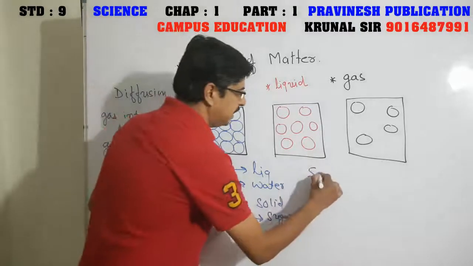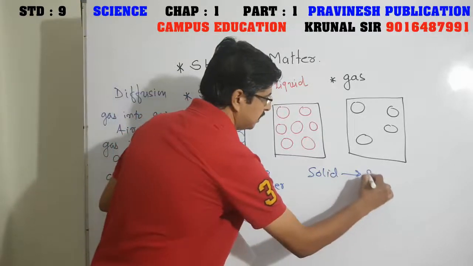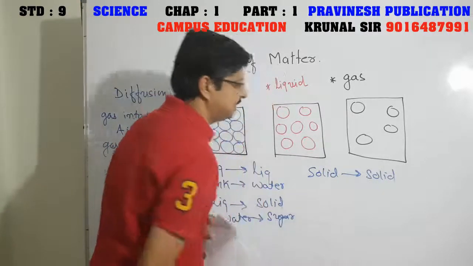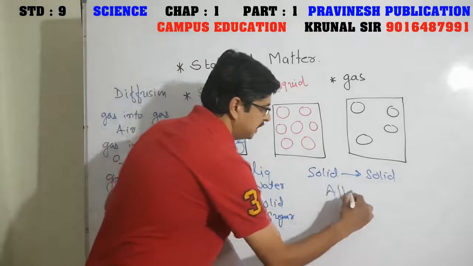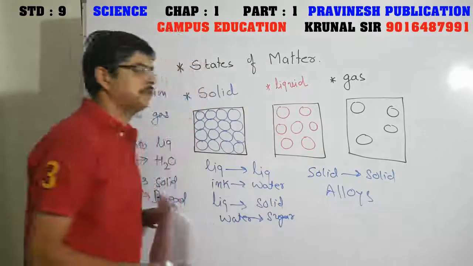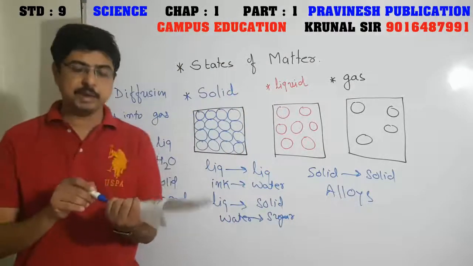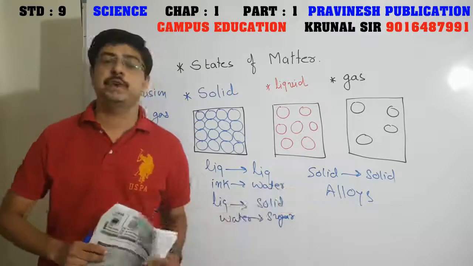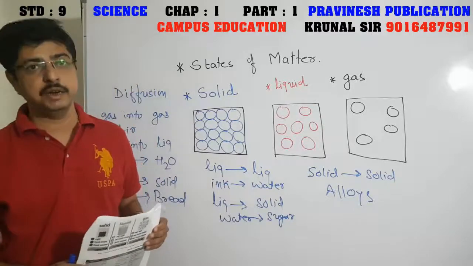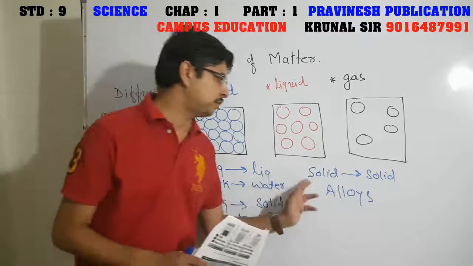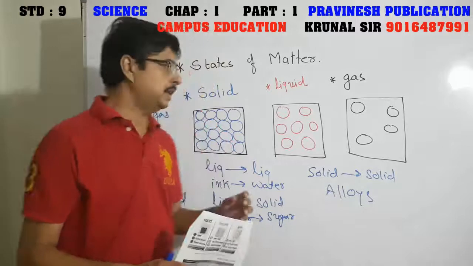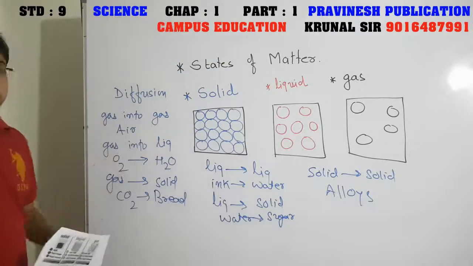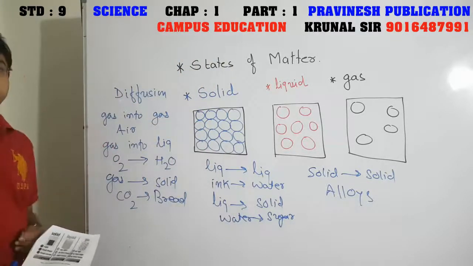Now, solid into solid. Friends, an example of it is alloys. What is the meaning of alloy? Intermixing of two metals is known as an alloy. We have an example of an alloy like stainless steel. That is the example of solid into solid. Now here we discussed different examples. Now let us discuss the rate of diffusion.